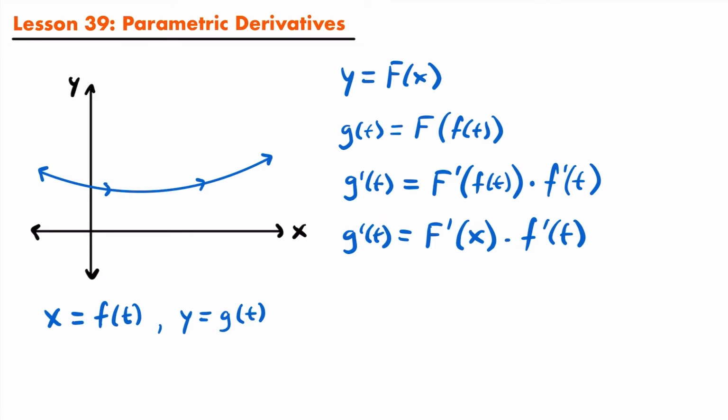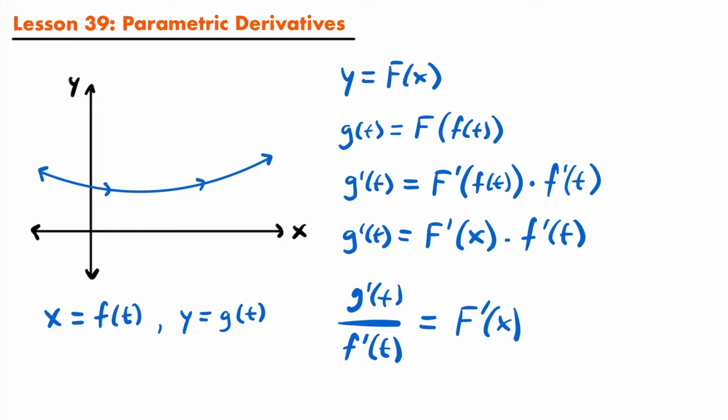If we divide both sides by that derivative, small f prime of t, that will cancel out this one on this side of the equation, and we'll be left with g prime of t divided by small f prime of t, and that will be equal to capital F prime of x. The derivative of this function, or of this curve, capital F prime of x, is equal to g prime of t divided by f prime of t. The derivative of the function that represents y in terms of t divided by the derivative of the function that represents x in terms of t.